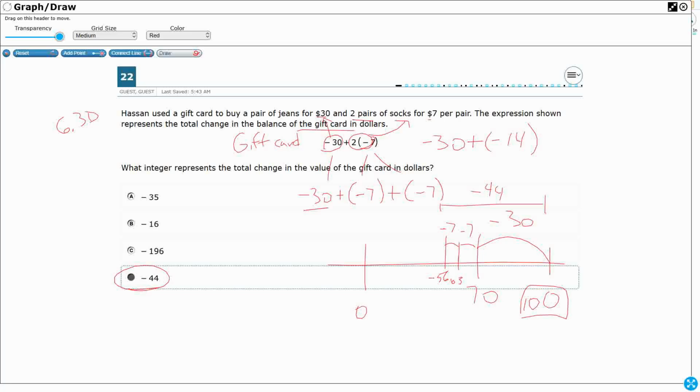And so this was also tied for our 15th hardest because it also had 48% correct. So just the same as the last item.